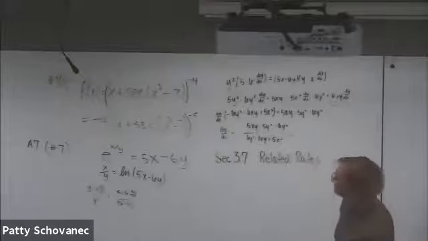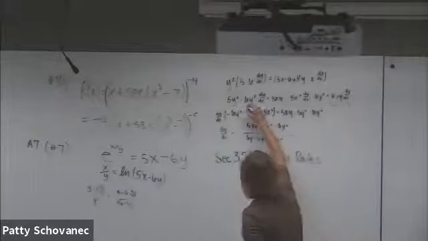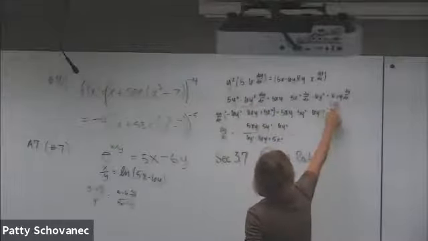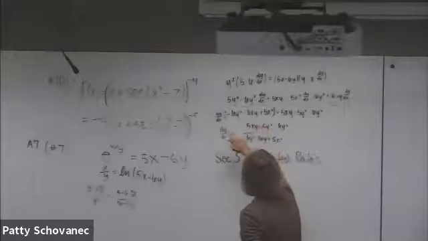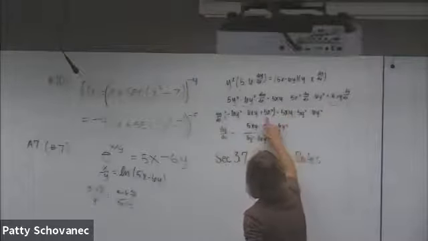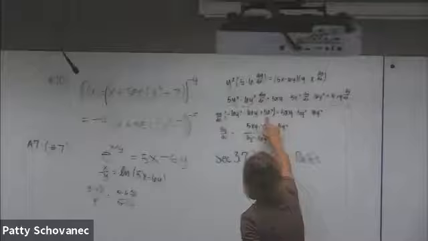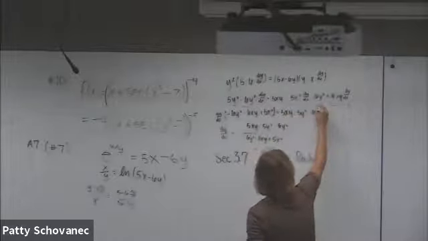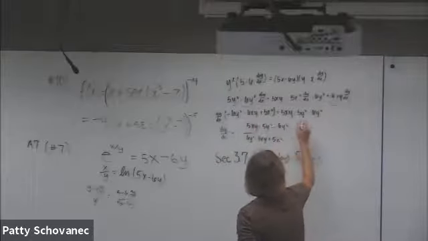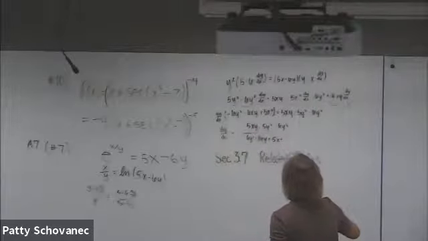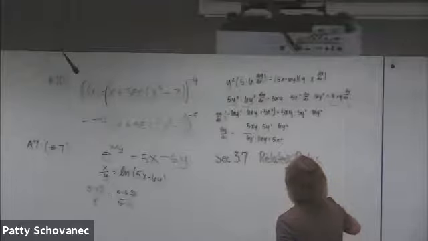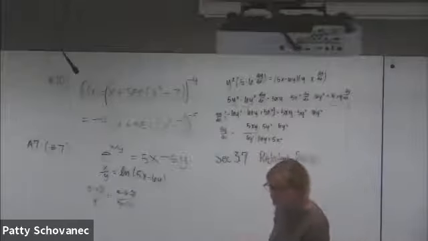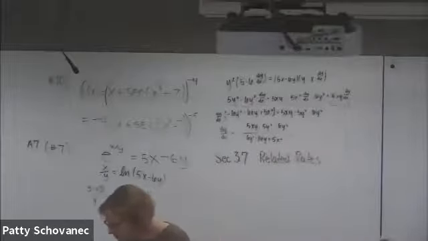Then we've got a minus 6y squared dy dx. Move that over, minus 6xy dy dx. Move that over, plus 5x squared. Good. That's already there. That's already there. Minus 5y squared. I don't know why it says it's wrong.